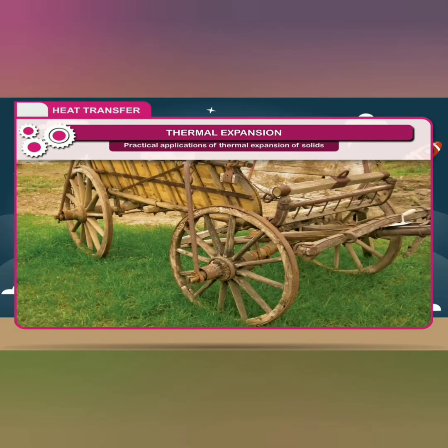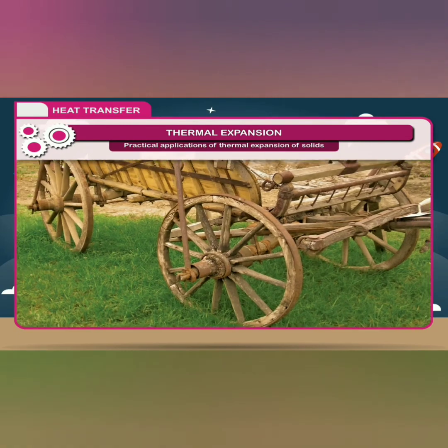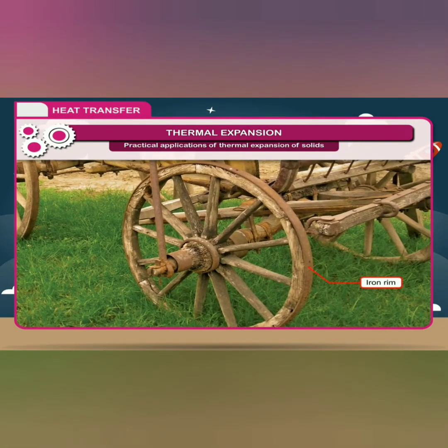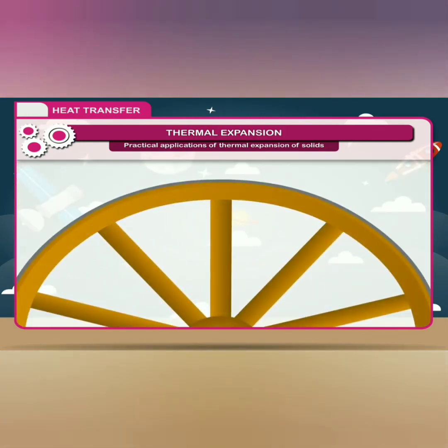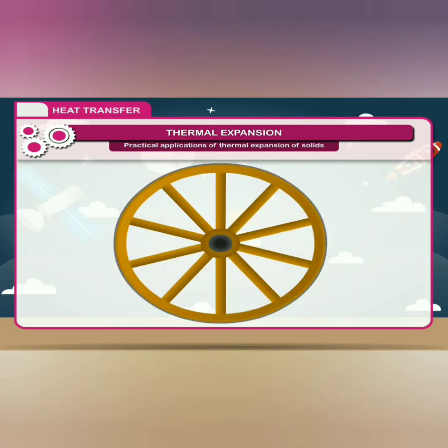The second example is the wooden wheels of tongas. The iron rims are made of the same size as the wheels themselves. The rims are heated before fitting so that they expand and fit over the wheels. After fitting, cold water is poured over the rims. On cooling, they contract and grip the wheels firmly.